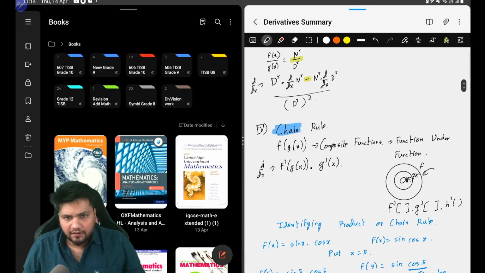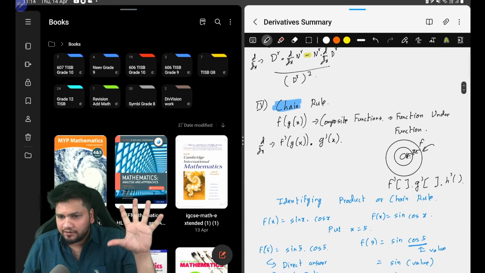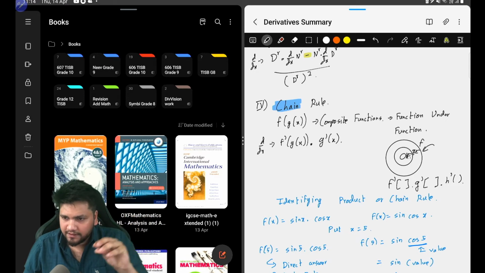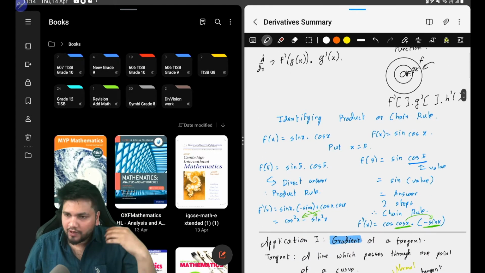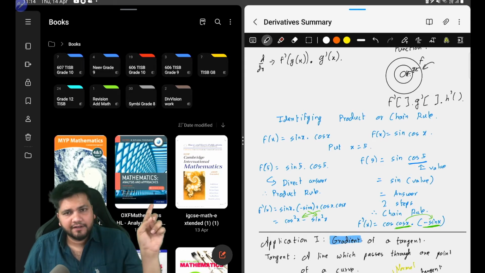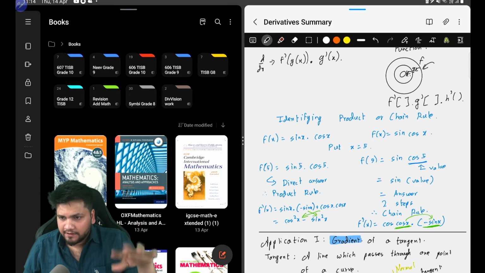Chain rule, everybody is comfortable with that. f of g of x, composite functions, right? So we'll find the derivative of the outer function, then we'll go inside. Okay, how to identify whether there is a chain rule or not? Remember, this is also important in integration. You need to understand where you get composite functions.